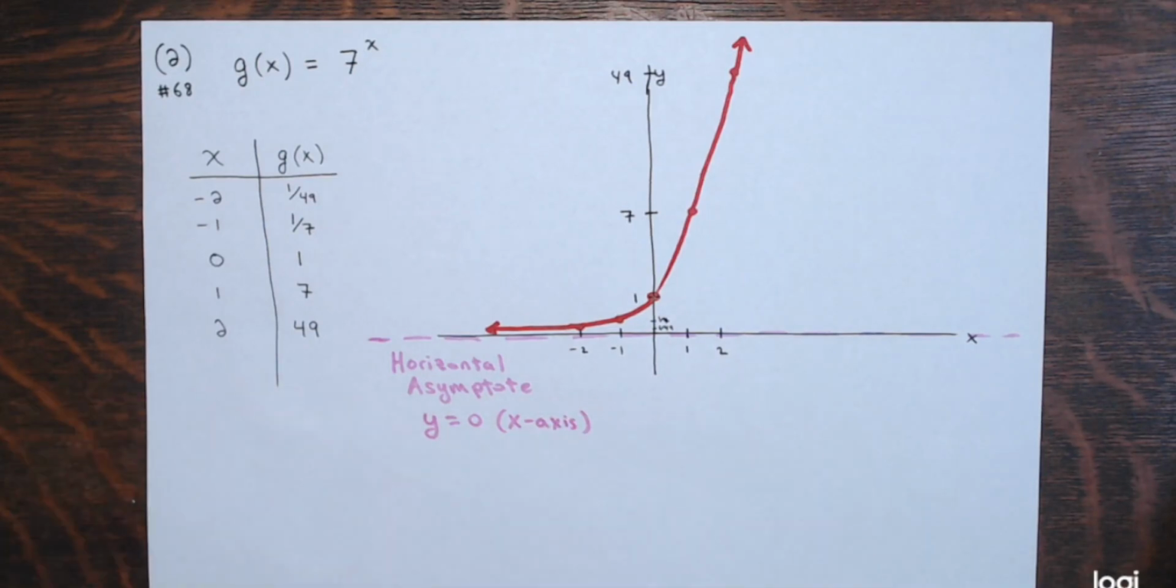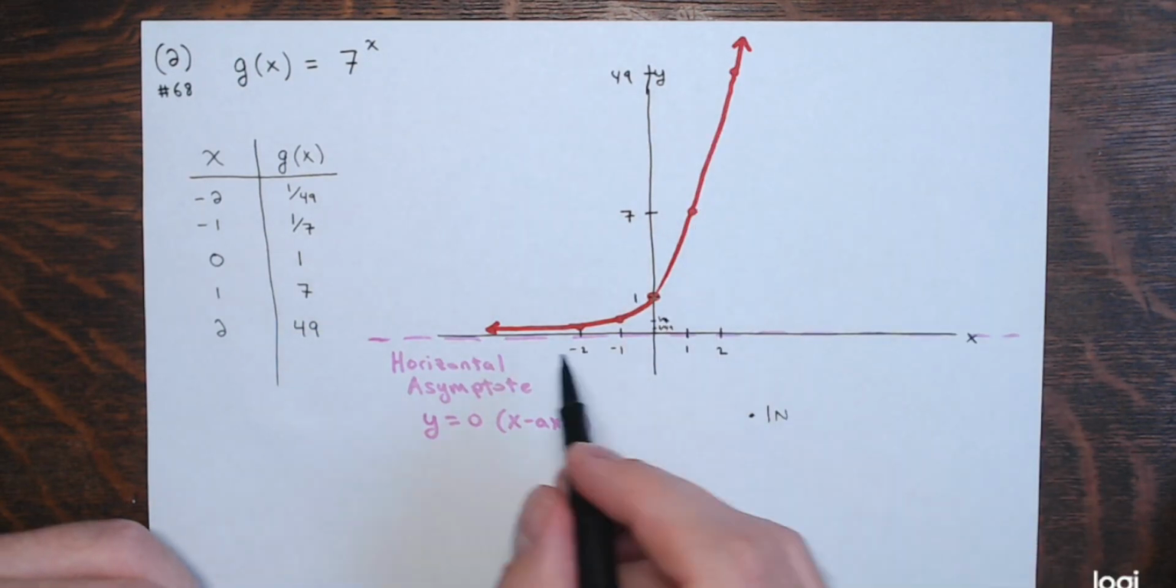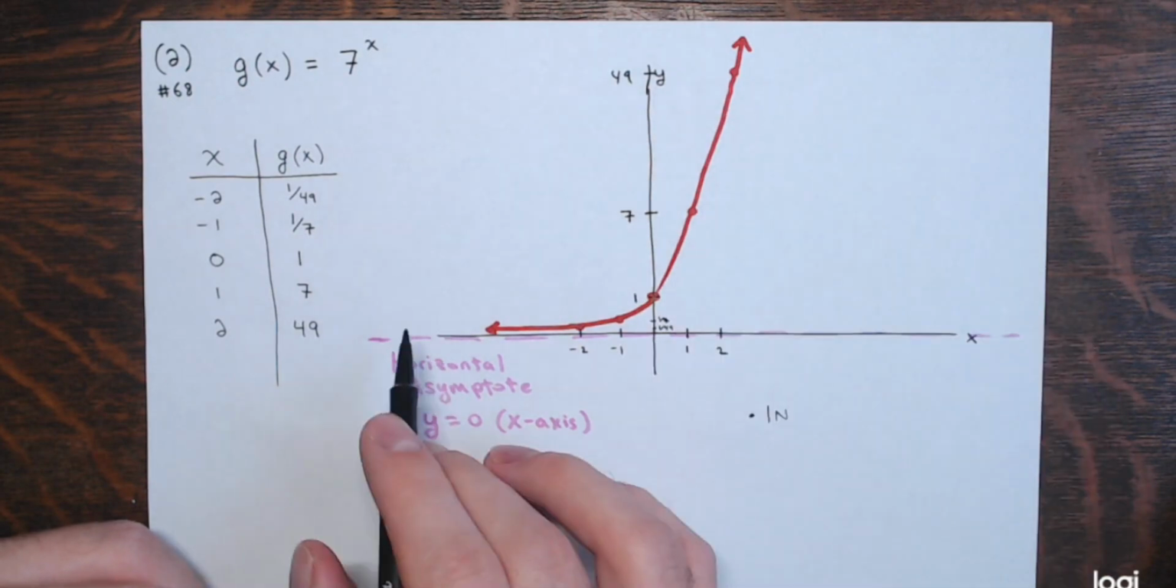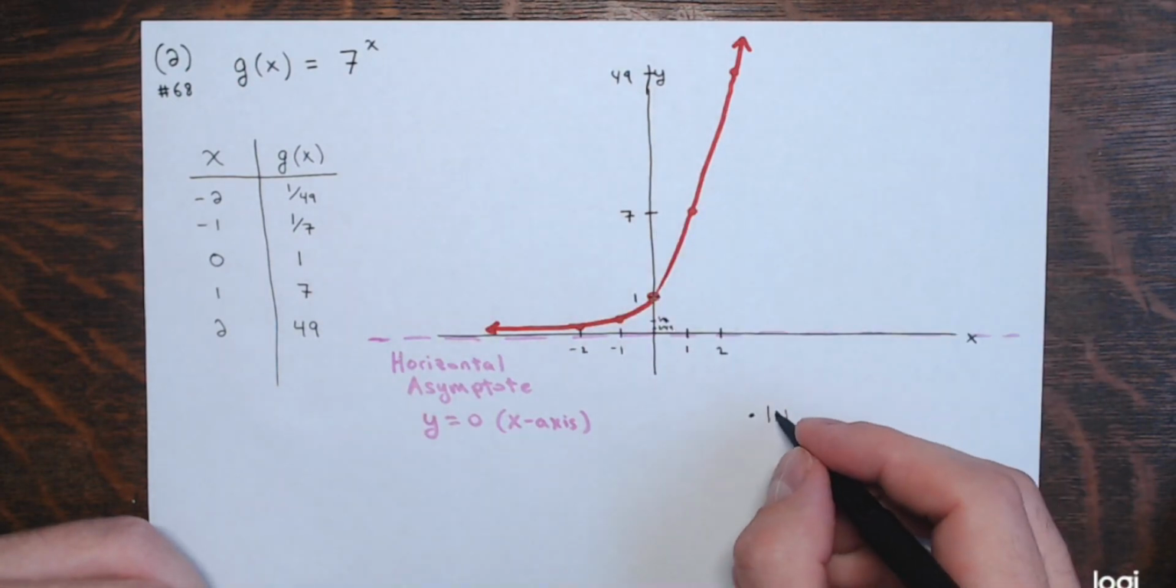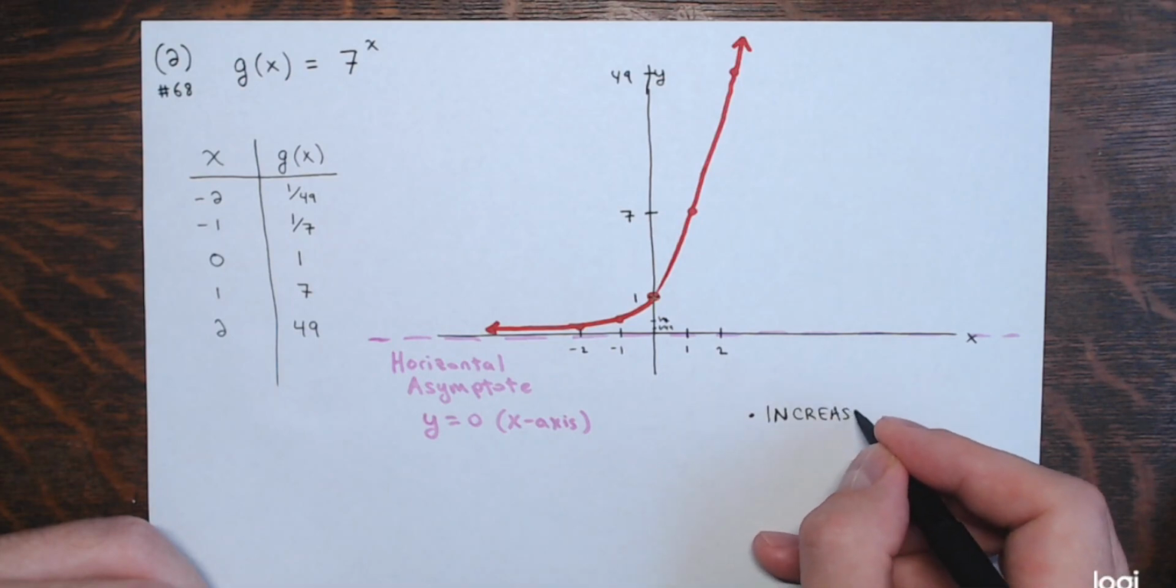Right. And then once again, it is an increasing function. Right, as x increases, y goes up. Right, it's going up all the time as you move from left to right. So it's an increasing function.